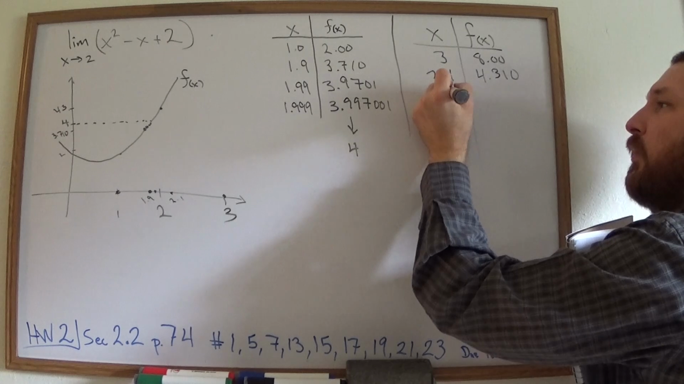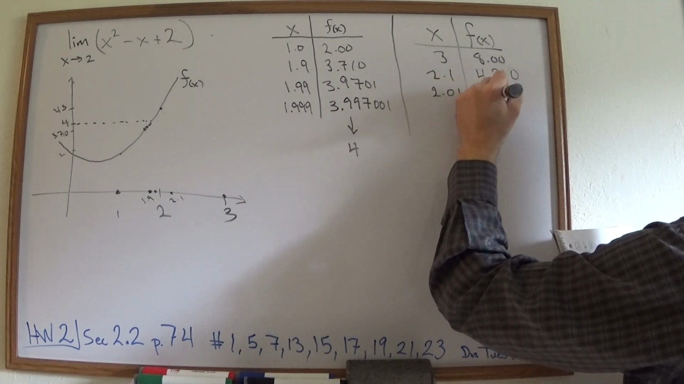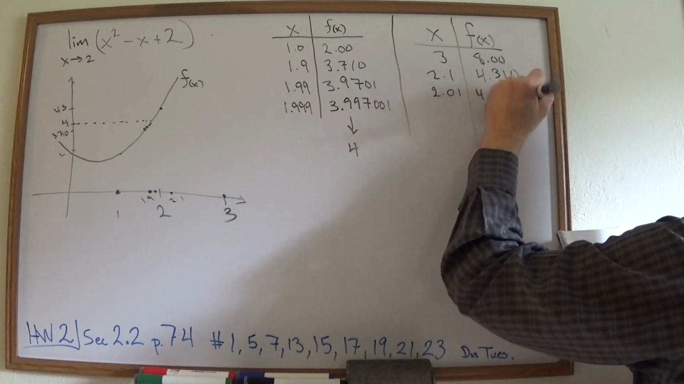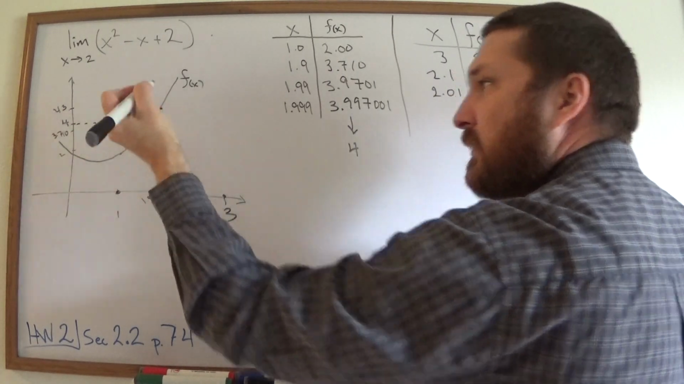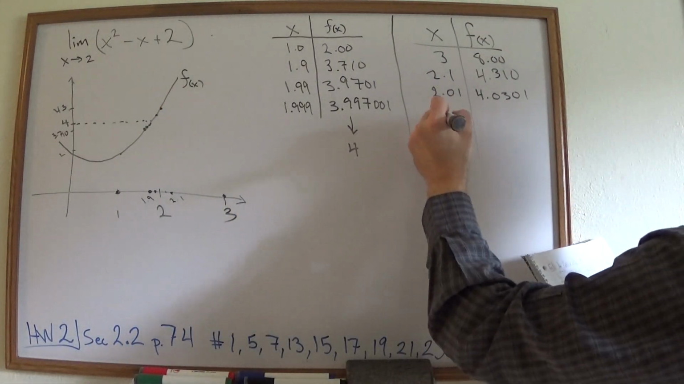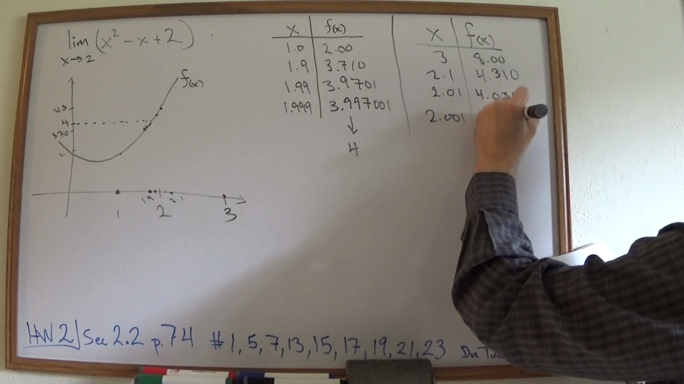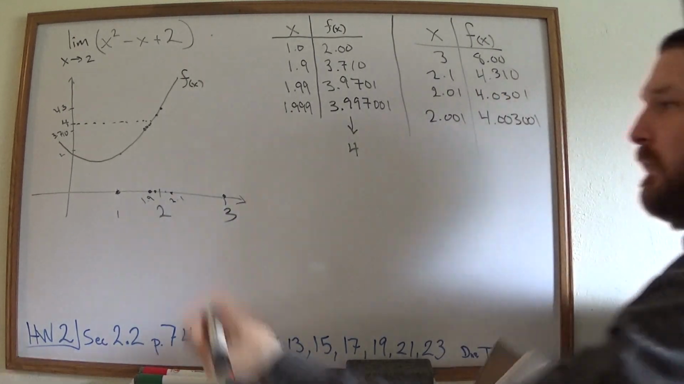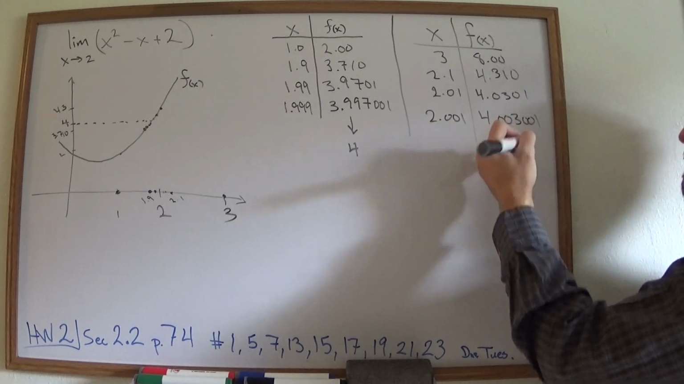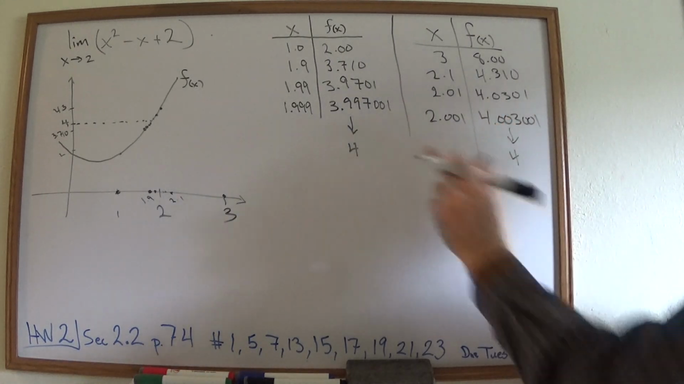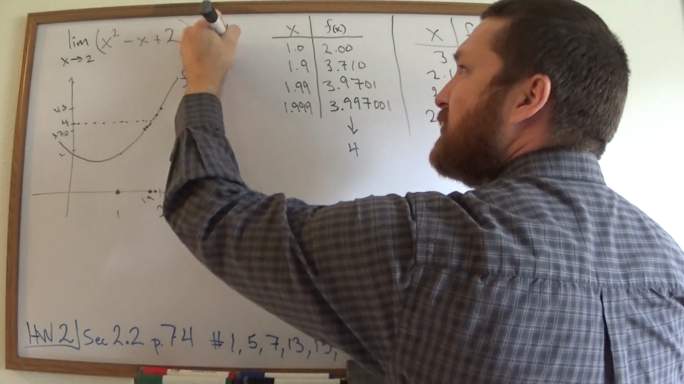Now I'm going to go 2.01. I plug that in, my calculator tells me it's 4.0301. So I plug in something closer, and it brings me closer. I plug in 2.001, and I get 4.003001. I'm getting closer. What does it look like it's going to? 4. Do they agree? Yes. They're going to the same place? Okay, then we can say, yes, the limit is 4.